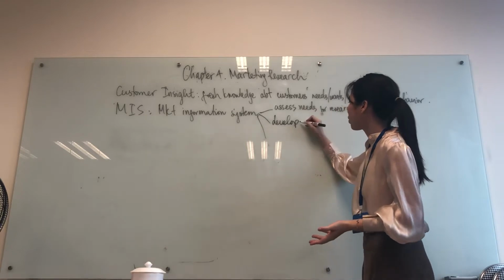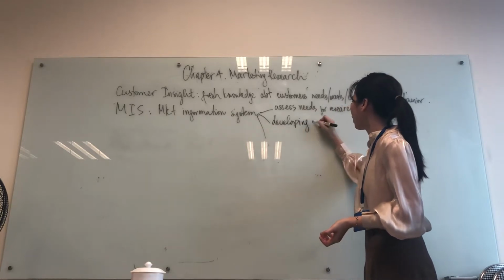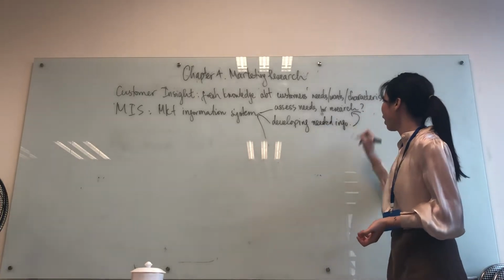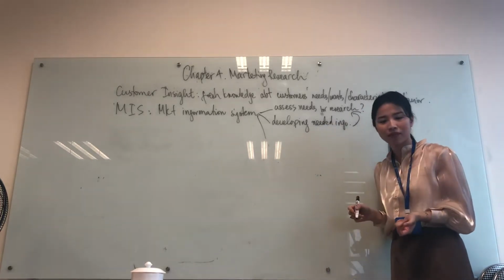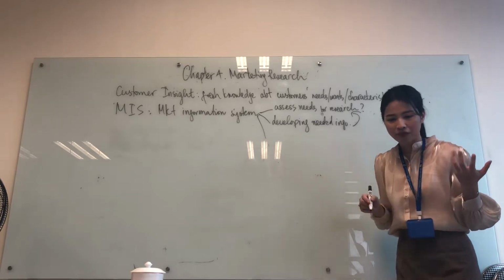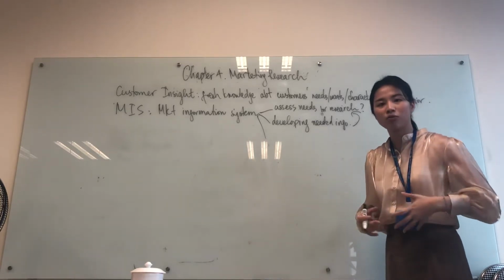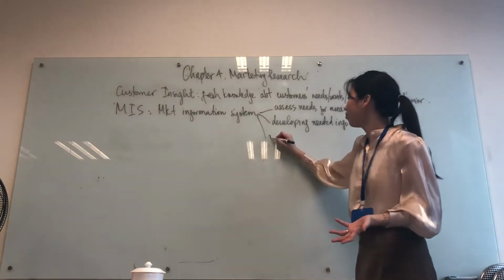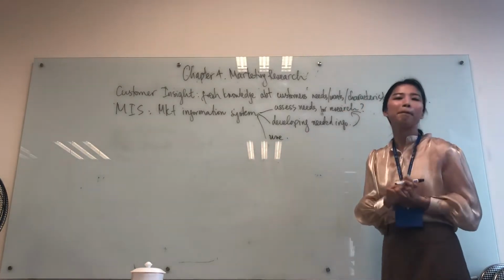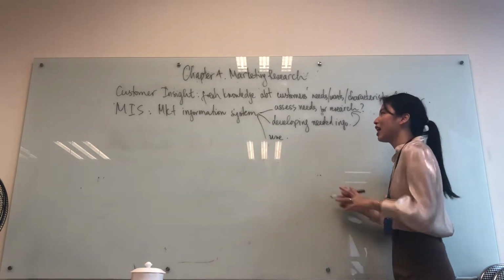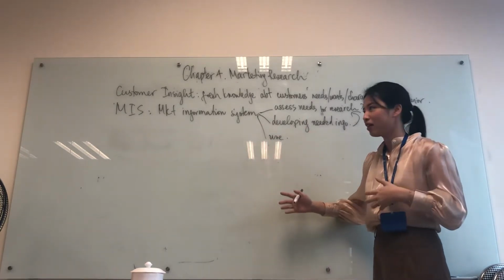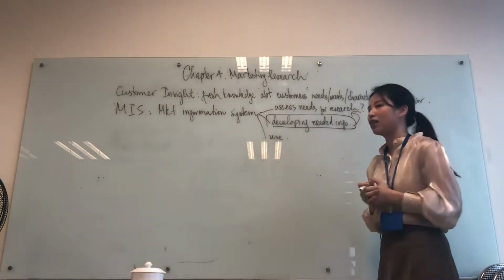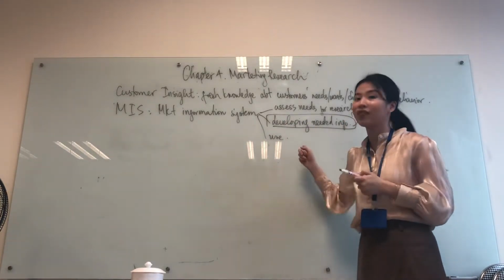The MIS also helps develop the needed information to satisfy this need, right? And once you are able to develop what information you need, you start to use it. All right. So as you can see, in the marketing information system, the most important job is here, developing needed information. So we'll look at that in more detail.